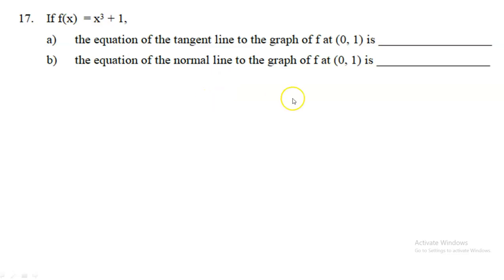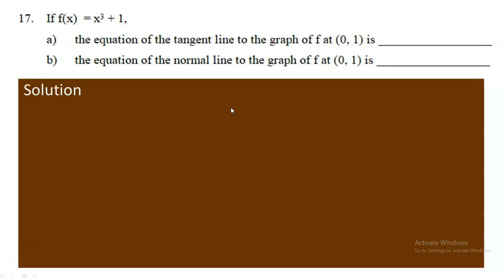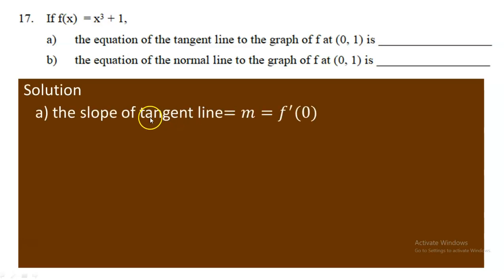So simple, at a certain point (0, 1). So I'm going to show you that. The solution goes like this. First, you have to determine the slope of the tangent line. Let's call that m, guys.